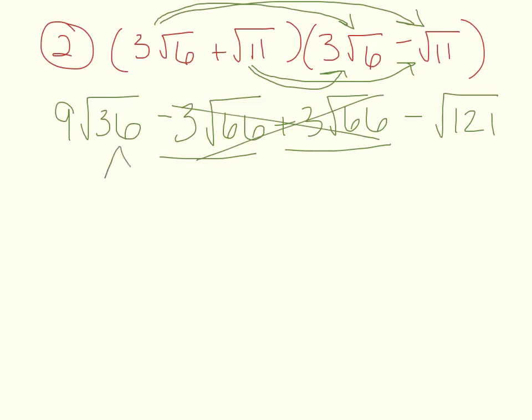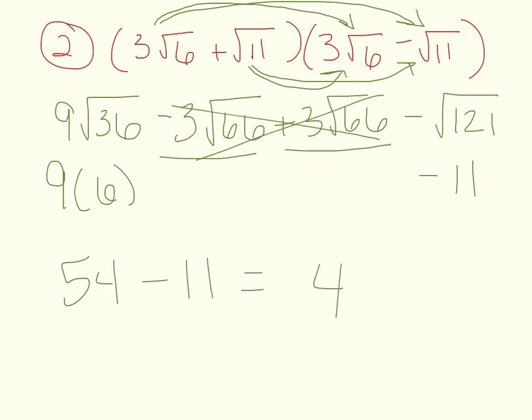And then over here we've got to simplify. Well, what's the square root of 36? You could do a factor tree if you need to. Okay, but if you don't need to, we know the square root of 36 is just 6. So this is 9 times 6, which is 54. Over here, the square root of 121, if you did a factor tree that would be fine, but the square root of 121 is 11. Okay, so we have 54 minus 11, which is 43.